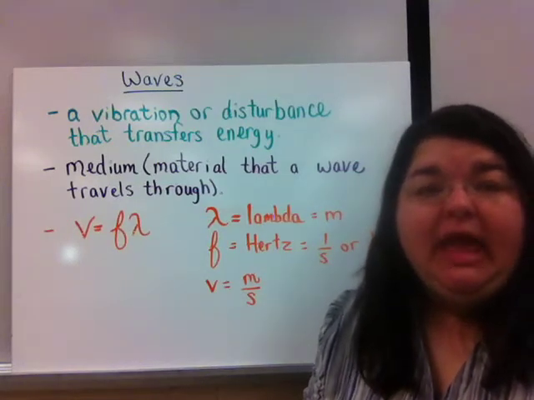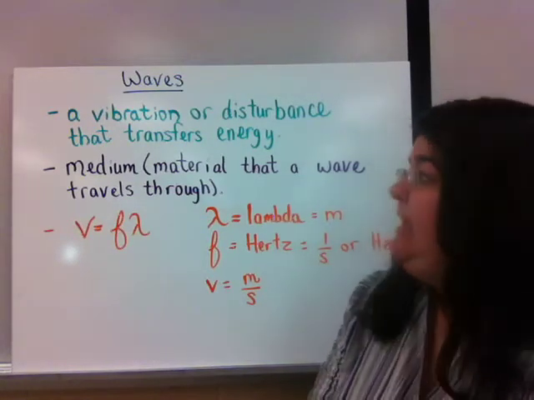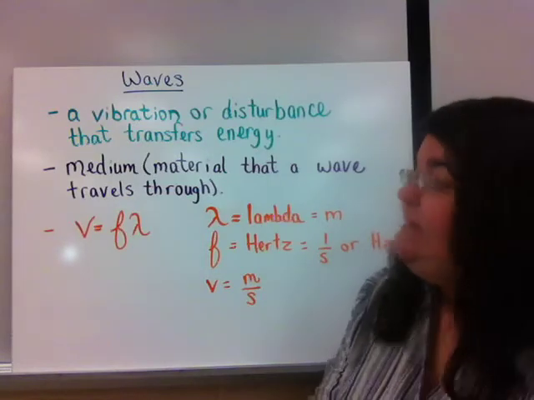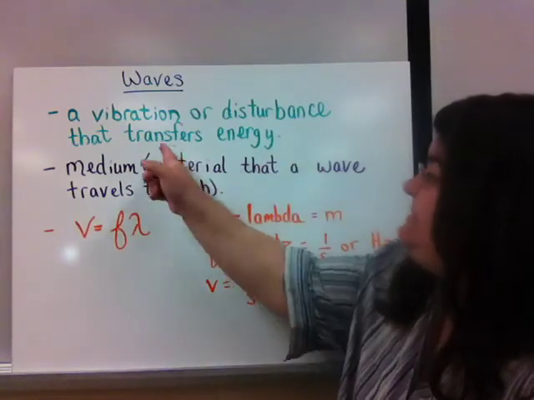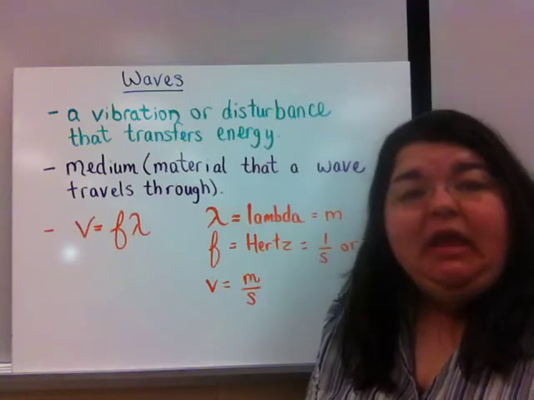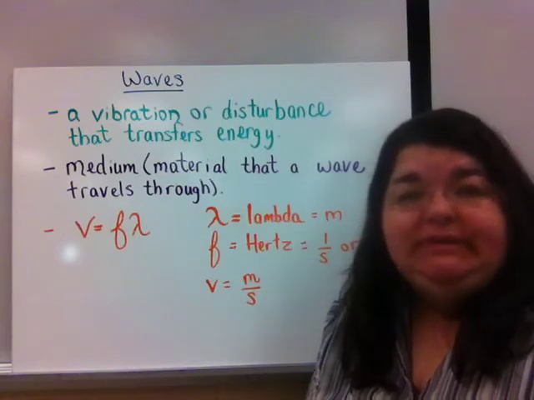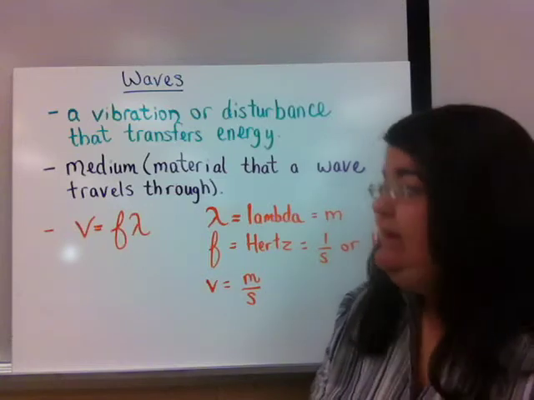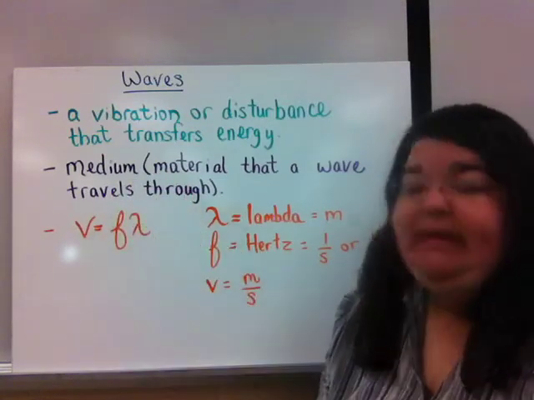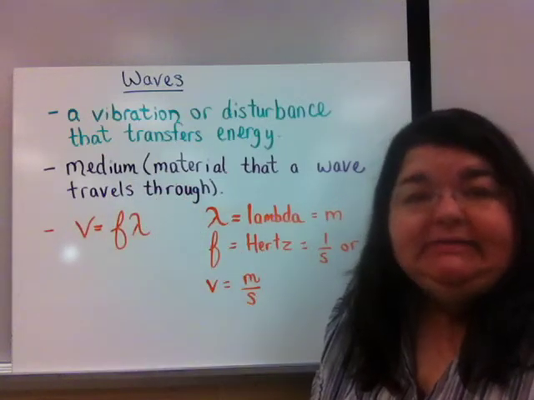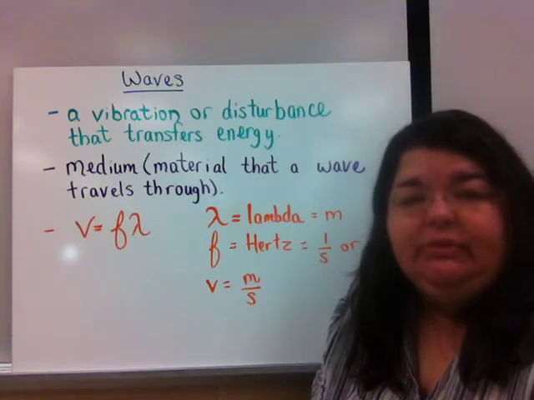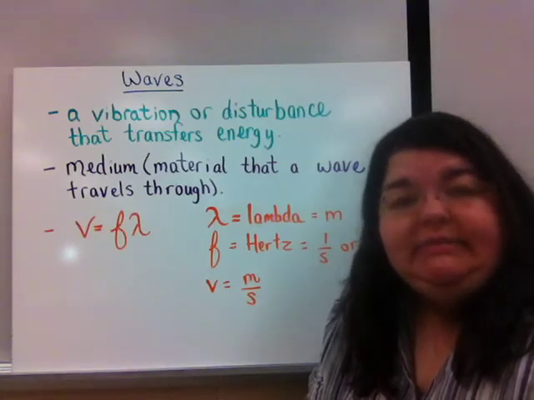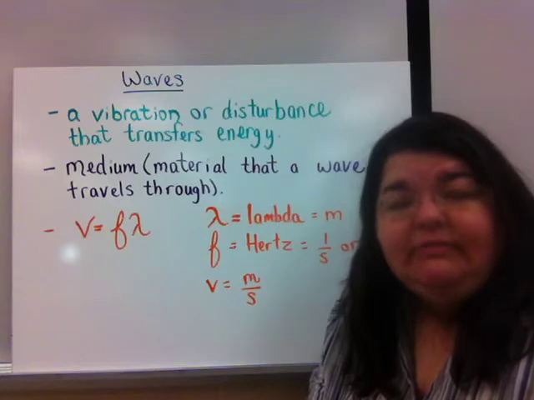Waves are our next topic in class, and a wave is a vibration or disturbance that transfers energy. A wave does not transfer material, but a wave can travel through material. And when it does, we call that material a medium. So a medium is the material that a wave will travel through. It will not carry that material with it when it travels.